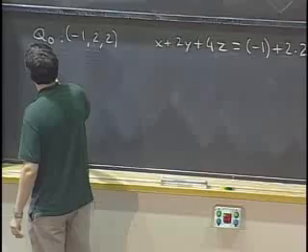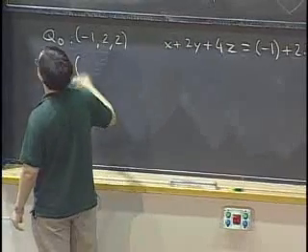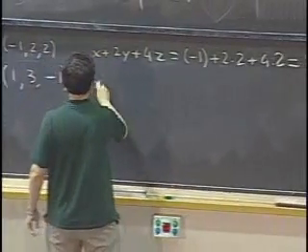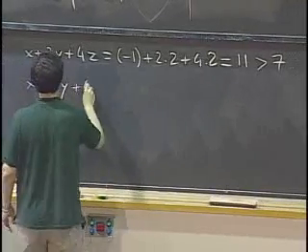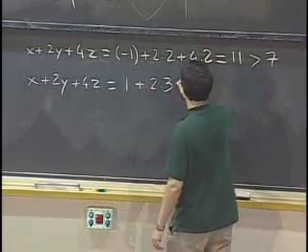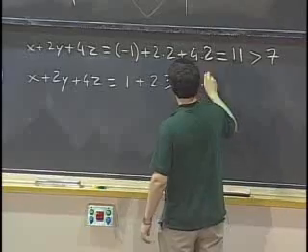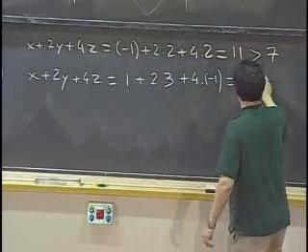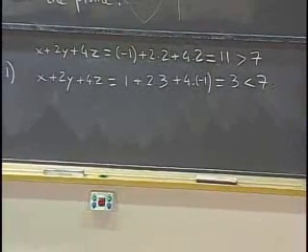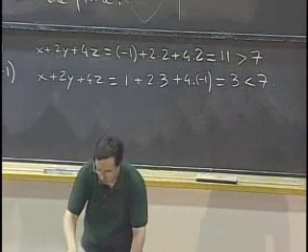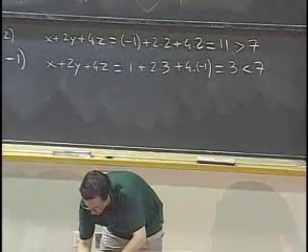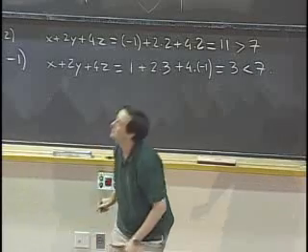Let's try again with Q1, which is (1, 3, -1). If we plug that into x plus 2y plus 4z, we'll have 1 plus 2 times 3 makes 7, but we add 4 times -1, we end up with 3, less than 7. Well, that one is not in the plane either, so I don't think the answer should be number 3. So let's get rid of answer number 3.